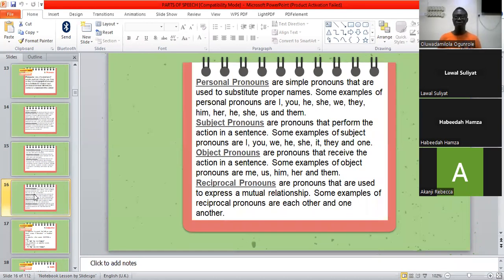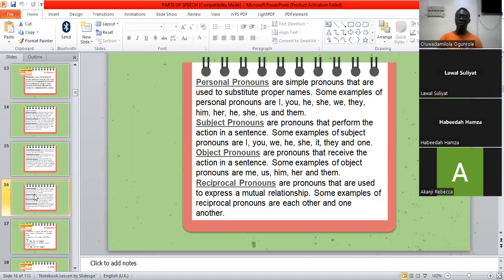Now, reciprocal pronouns, these are used to express mutual relationship between two things or two persons. So we have just two of them. We have each other and one another. Now, when you're talking about two persons, you use each other. When you're talking about three or more persons, you use one another.